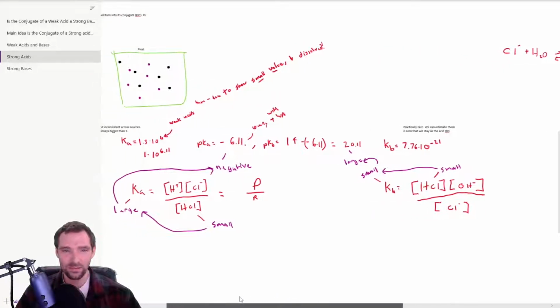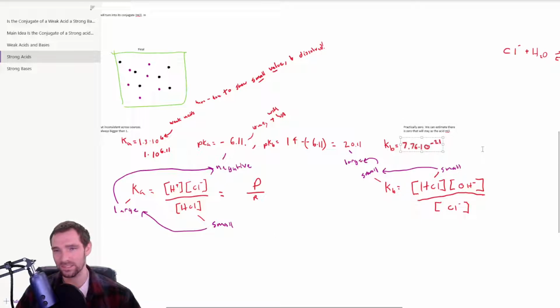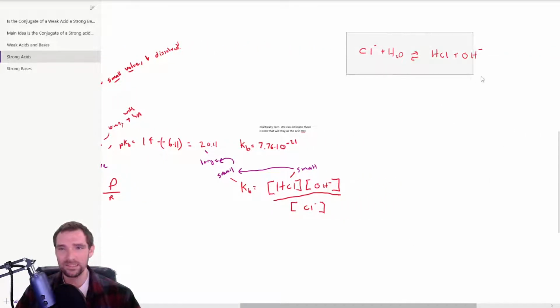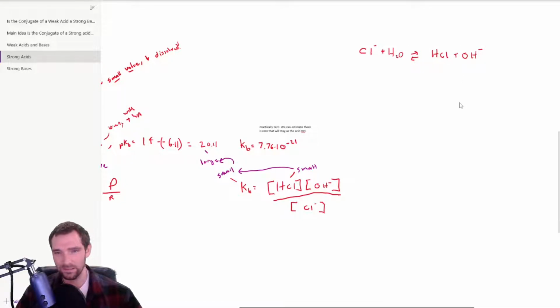And you can think about this as a very large number times a very small number. If you multiply the Ka and Kb, you should get 1 times 10 up to the negative 14. And if you look at the exponents, we've got 6 and negative 21. Just doing your exponent rules to estimate, you can see that relationship. And then this is the basic reaction that I used right here to get the Kb that I wrote out there.